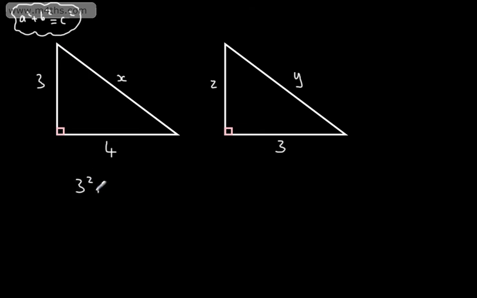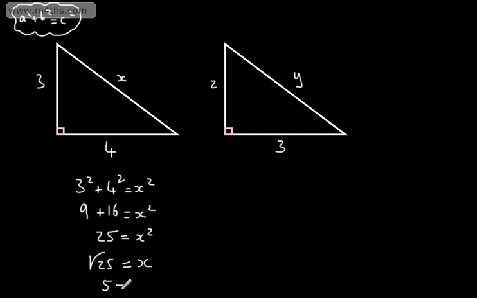So this one would be 3 squared plus 4 squared is equal to x squared. We've got 9 plus 16 is equal to x squared. 25 is equal to x squared. Taking the positive square root, the square root of 25 gives us x, which is going to give us 5. We can say that 25 is a perfect square. Its answer is an integer.